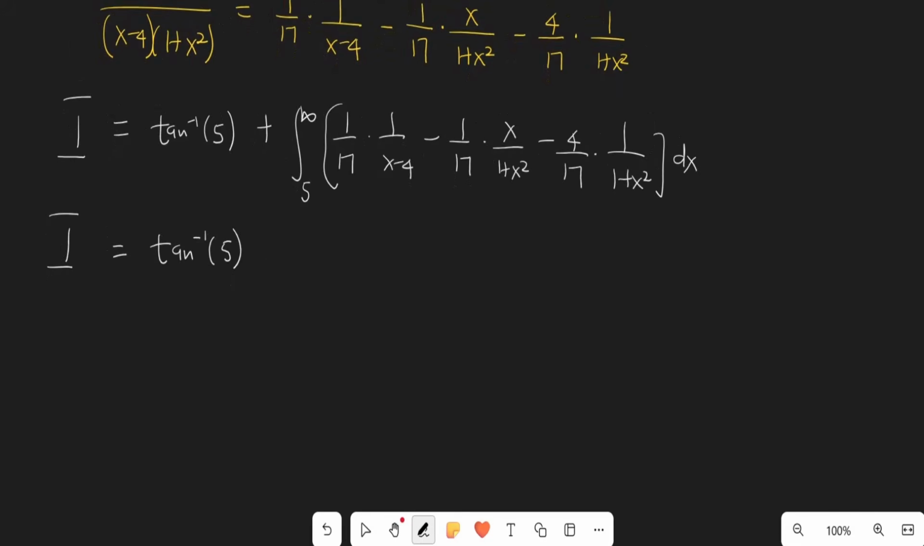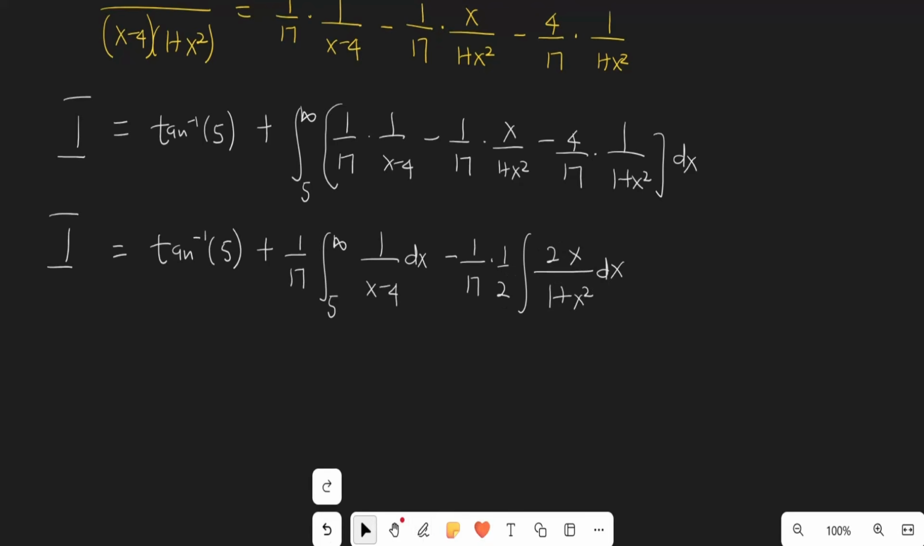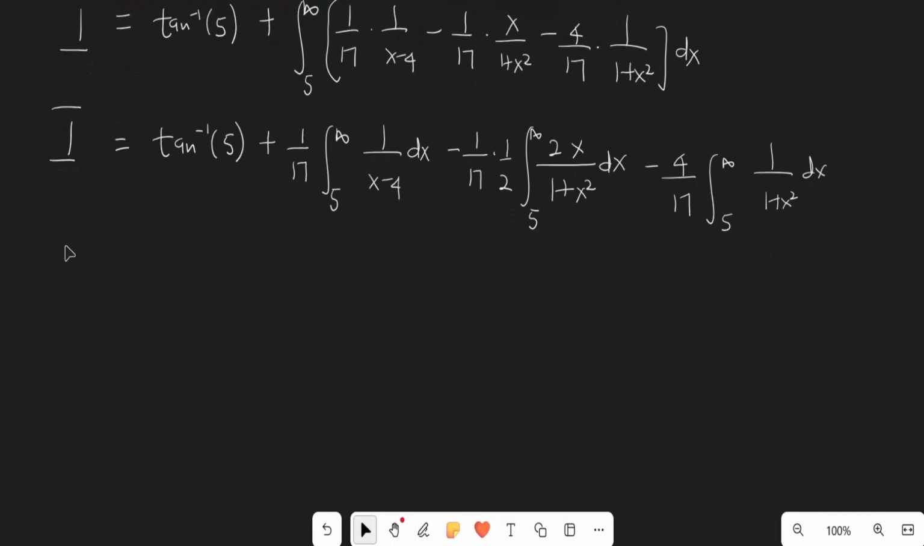Now let me split this one into 3 different integrals. You have 1 over 17, it's a constant, the integral from 5 to infinity of 1 over x minus 4 dx. Next one is going to be negative 1 over 17, but permit me to multiply this integral by 1/2, and then I'm going to nullify the effect by multiplying the numerator by 2. That is going to be divided by 1 plus x squared and then dx. These 2 and these 2 cancel, so that preserves the integral. This is from 5 to infinity. And then the last one is going to be minus 4 over 17, the integral from 5 to infinity of 1 over 1 plus x squared and then dx. These are the 3 different integrals.